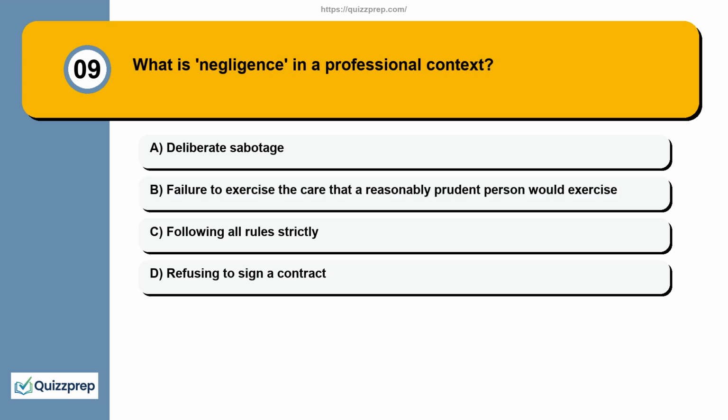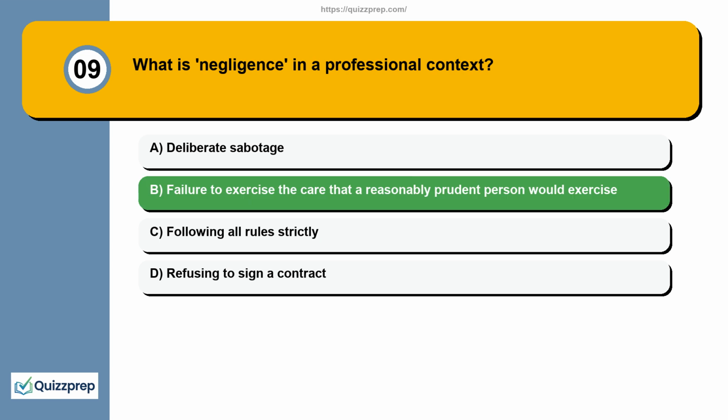Question 9. What is negligence in a professional context? Here are your options. Option A. Deliberate sabotage. Option B. Failure to exercise the care that a reasonably prudent person would exercise. Option C. Following all rules strictly. Option D. Refusing to sign a contract.